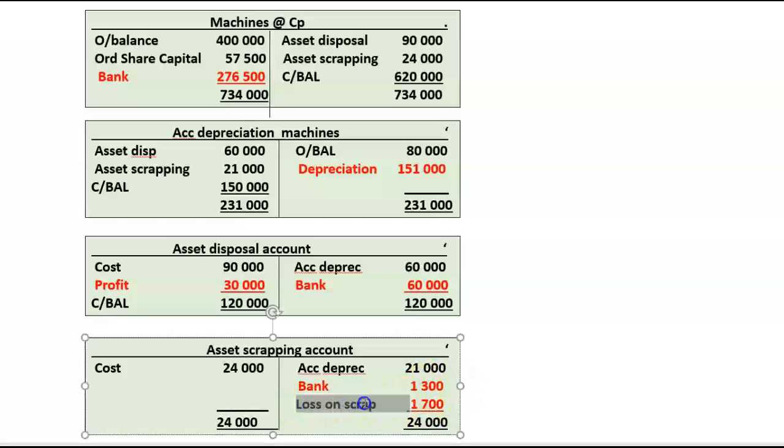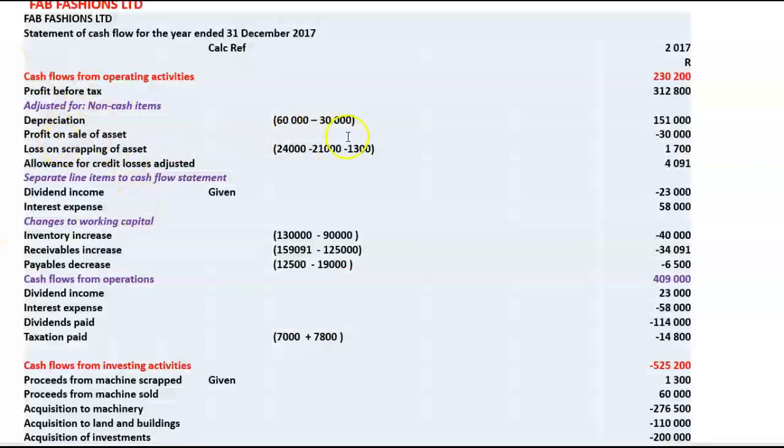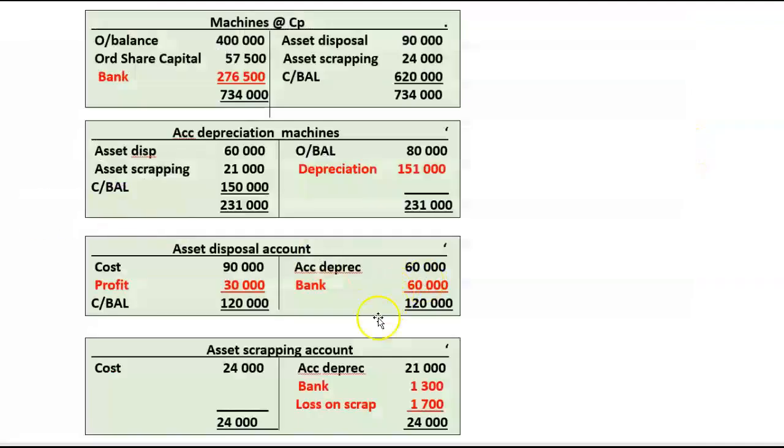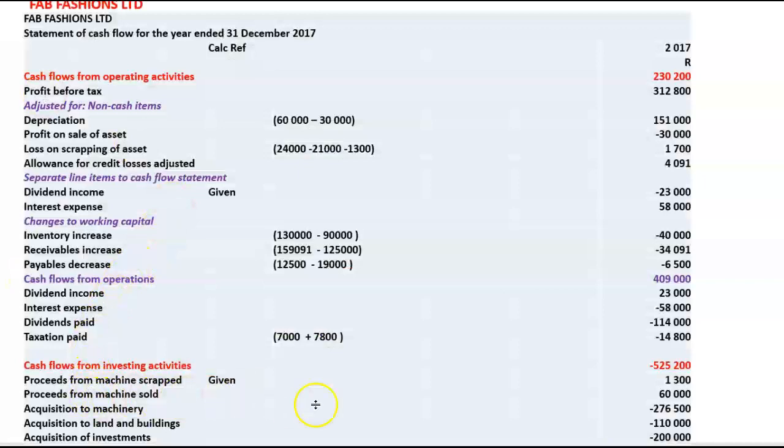So the loss on the scrapping of the machine equals then 1,700 Rand. So under our items that do not represent cash flow, we can add that loss on scrapping of the asset, 1,700 Rand. It has decreased profit initially, so if we want to eliminate that, we have to add it back to the profit. Also, we have the proceeds on the scrapped asset sold, 1,300. So under investing activities, proceeds from machine scrap, there it is, 1,300.